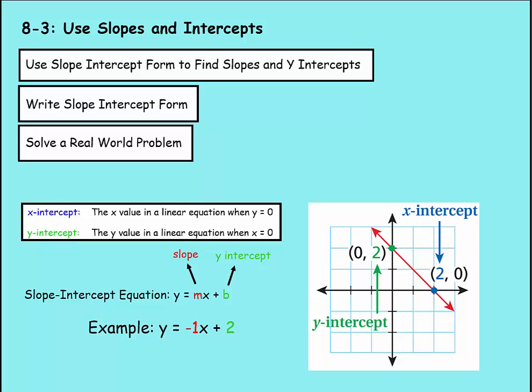We are on lesson 3 of chapter 8, which we're going to use slopes and intercepts. First, we're going to use slope-intercept form to find slopes and y-intercepts. Then we're going to write slope-intercept form. Then we're going to solve a real-world problem.